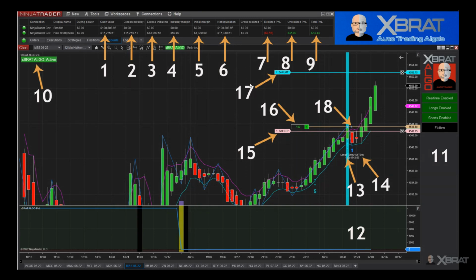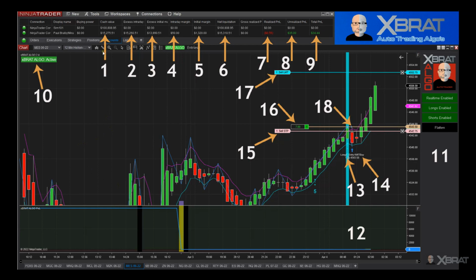So this is a walkthrough for the control panel, what each section means, all the things that are on the chart, the little control panel on the right here for the auto trader. So you can just get a good overview of what everything means when you're using it. So let's start right at number one.